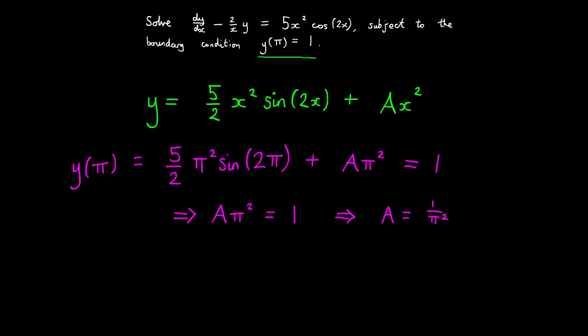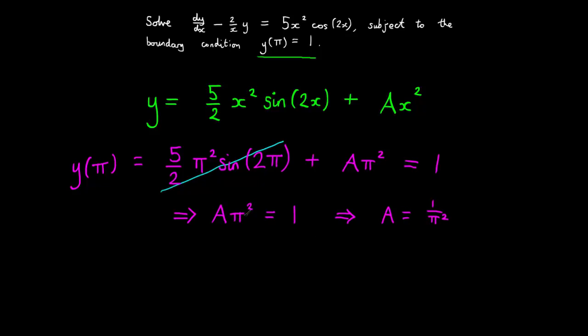Let's apply the boundary condition. So all we have to do to apply that is to say, well, we've got a condition for when x is equal to pi, so wherever we see an x, let's stick in pi. So we've got 5 over 2 pi squared sine 2 pi plus a pi squared, and the condition says that that must be equal to 1. Now, sine of 2 pi is just 0, so this first term is just 0. And then we're just left with a pi squared equals 1.